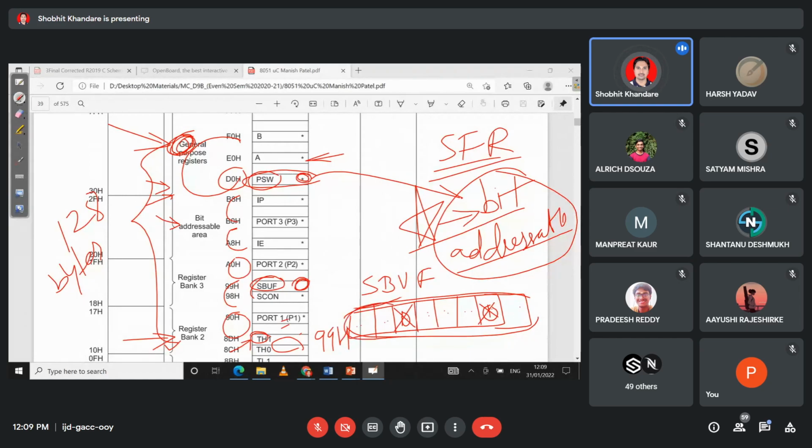मुझे अगर SBUF को चेंज करना है तो I have to change 8 bits at a time. यानी मुझे ये 8 बिटों को एट अ टाइम चेंज करना है. और बिट एड्रेसेबल में होता है कि मैं इंडिविजुअल बिट को चेंज कर सकता हूँ, यानी इसको चेंज करने की जरूरत नहीं. एक इंडिविजुअल बिट को मैं चेंज कर सकता हूँ.